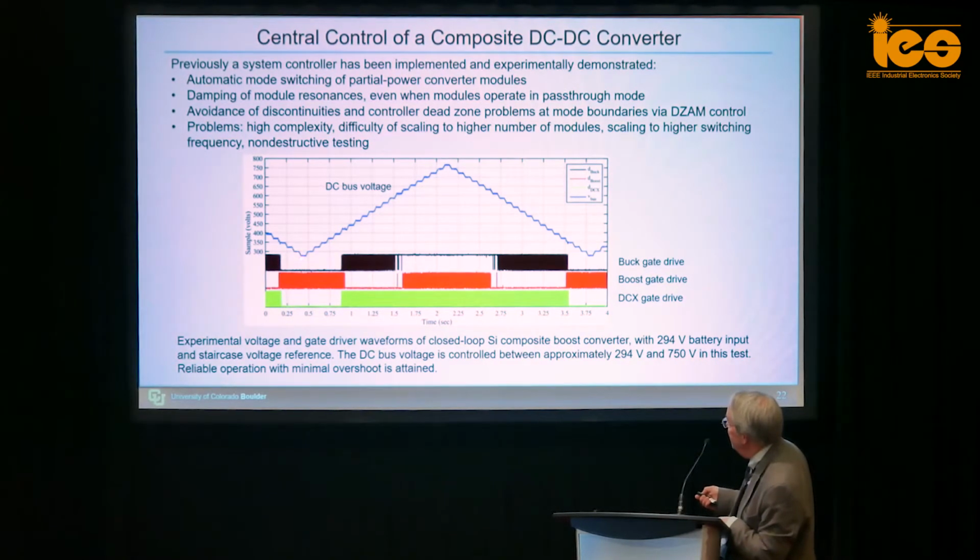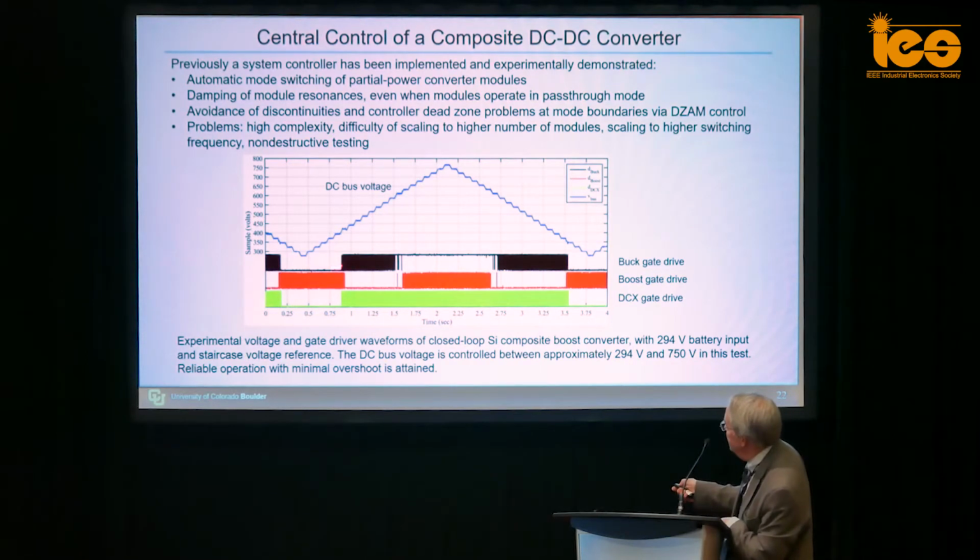Here's a plot of closed loop control of this composite converter. What's shown here is we have a stair-step voltage reference, so we're commanding the output voltage to step from just under 300 volts up to almost 800 volts, then back down, and this is the actual response of the output voltage taking these steps. Below this are the duty cycles, or the gate drive signals. So this is the buck drive, the boost drive, and the DC transformer drive.